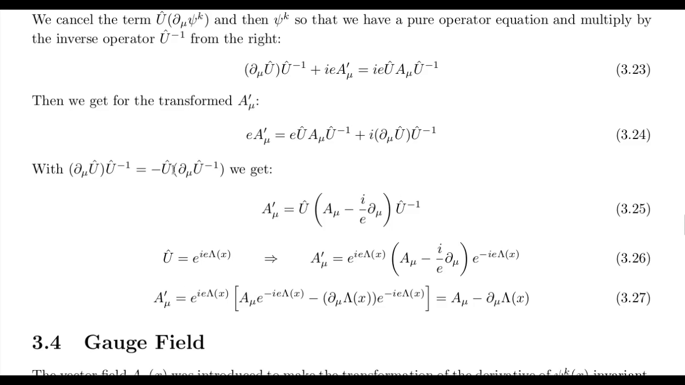And that means we have on the left the unitary operator and at the right the inverse operator and something in between. And so we can factor out the two unitary operators: on the left side we can factor out u, and on the right side the inverse operator, and we have divided by e, and so we get this, 325. And now this is the transformation law for A, the gauge field.